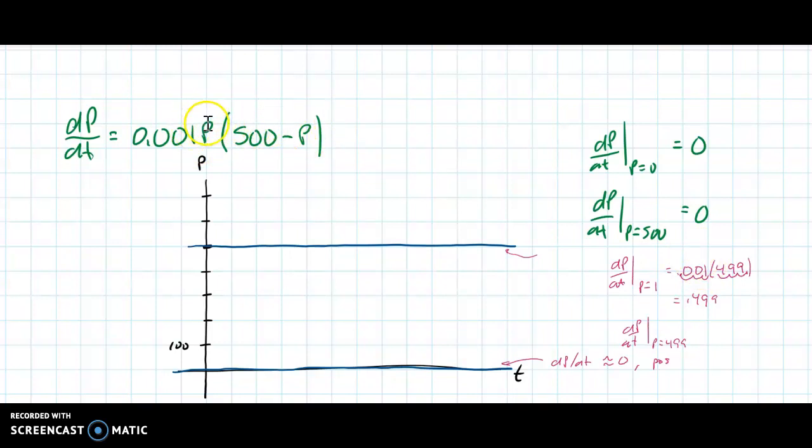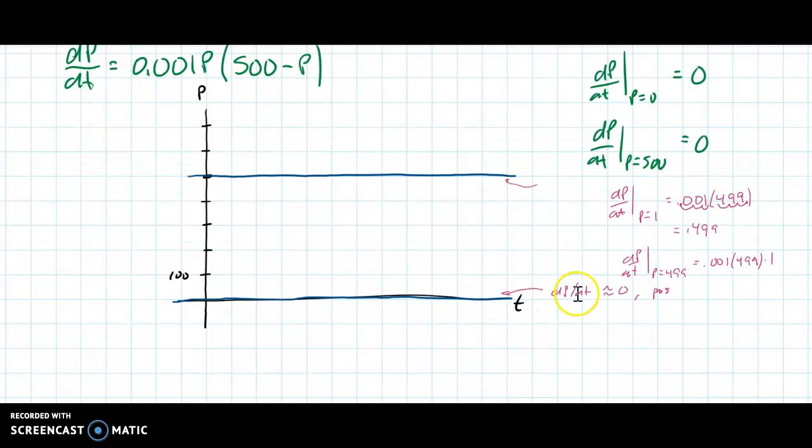And then if I make p equal to 499, I'll just write it out. It's 0.001 times 499 times 1 if I plug that in. And notice it's just a flipped version of what I had on the previous one. So the slopes are actually symmetric. Say I were to look at the slope at 10, it would be the same as the slope at 490. Okay? Let's look in the middle.